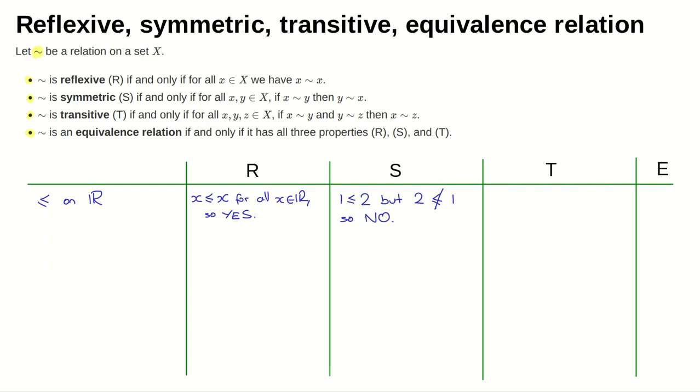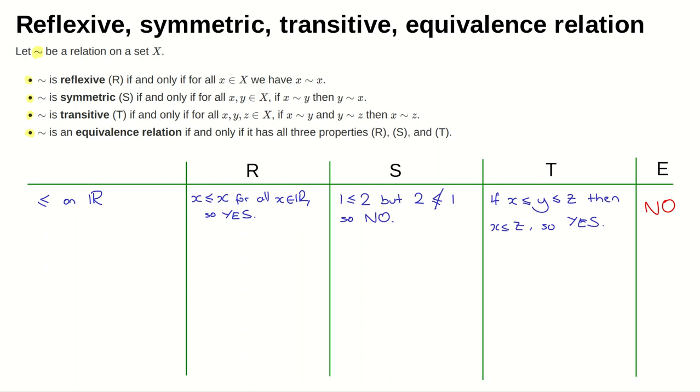On the other hand, less than or equal to is transitive. It's a standard property of the less than or equal to relation that if X is less than or equal to Y is less than or equal to Z for real numbers X and Y and Z, then it's certainly true that X is less than or equal to Z. So yes, less than or equal to is a transitive relation on the set of real numbers. Finally, if we look at E for equivalence relation, the answer here is no, because to be an equivalence relation, you've got to have all three properties R, S, and T, but it didn't have property S.